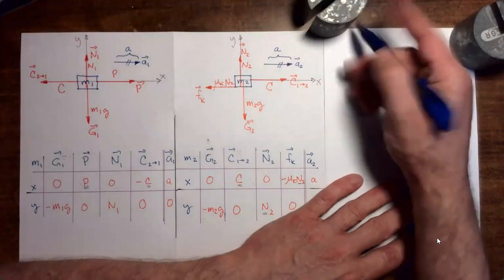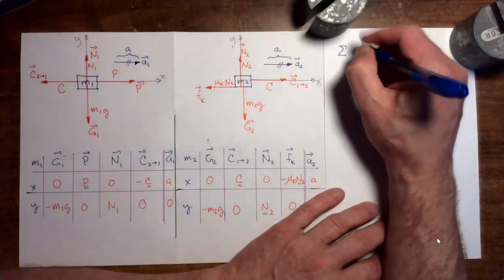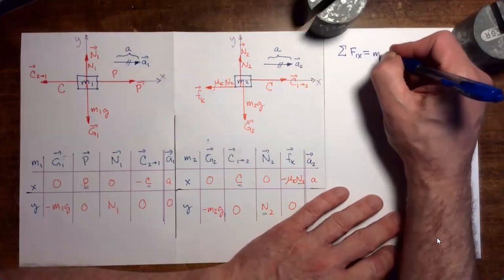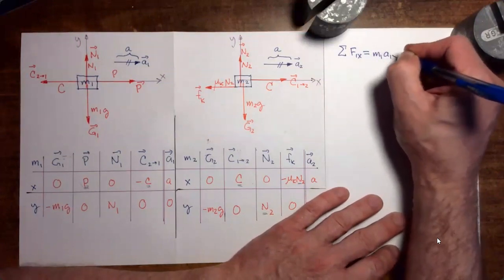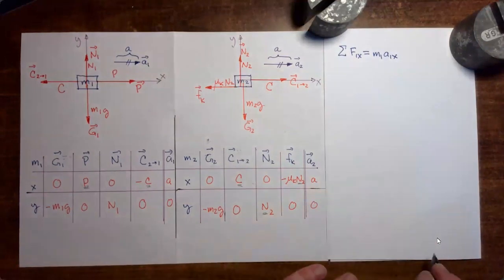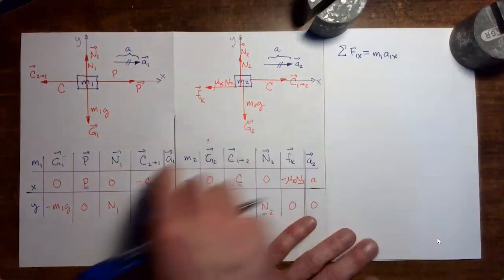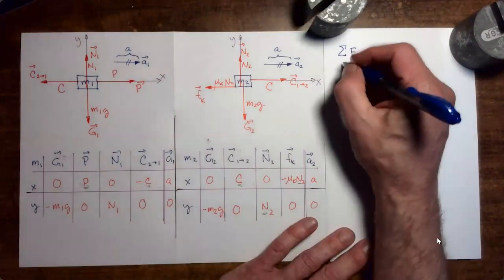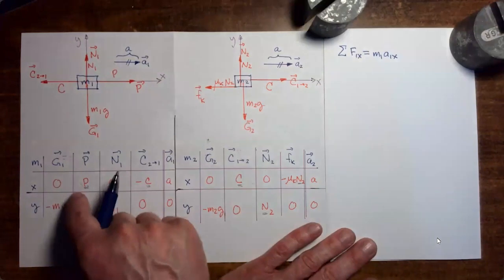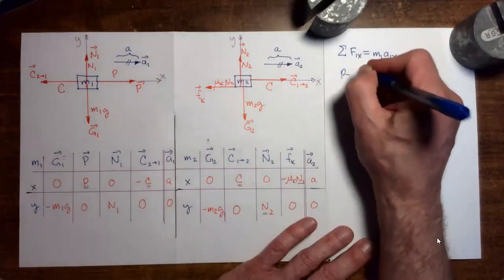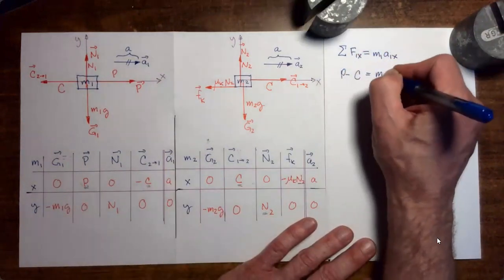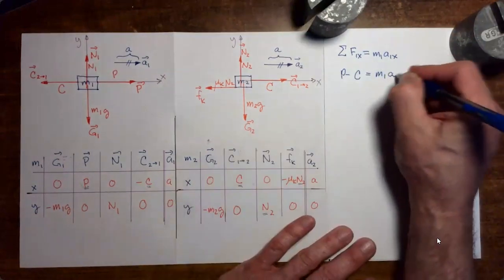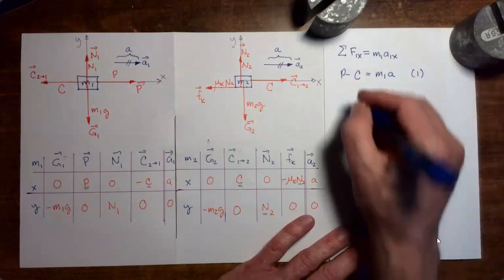All right, x equation for mass 1, we have sum of the x components of the forces acting on mass 1 equals mass 1 times the x component of the acceleration of mass 1. So to use this equation, we read across the top row here, add up all the x components of the forces acting on mass 1. That gives us P minus C. Then we have M1. The x component of the acceleration of 1 is A.